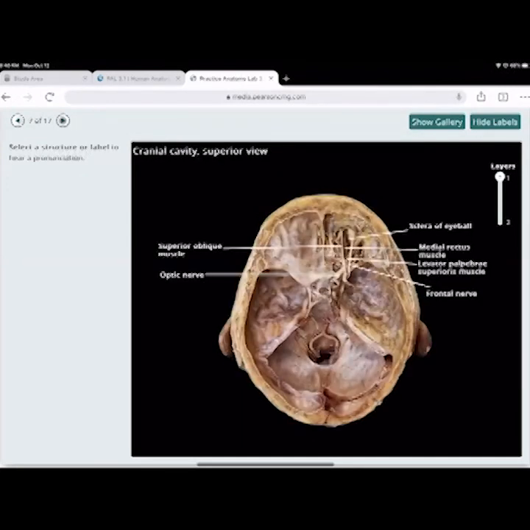Okay, view of the cranium. You have the superior oblique muscle. You have the optic nerve that runs to the optic chiasm and the optic tract. That comes from the retina of the eye. That's the optic nerve. You have the frontal nerve. You have the levator palpebrae superioris muscle, which elevates your upper eyelid. You have the medial rectus muscle, which moves the eye towards the midline, and the sclera of the eyeball, which is the outer portion of the eyeball. It's continuous with the cornea.